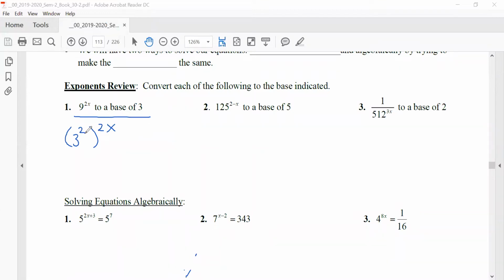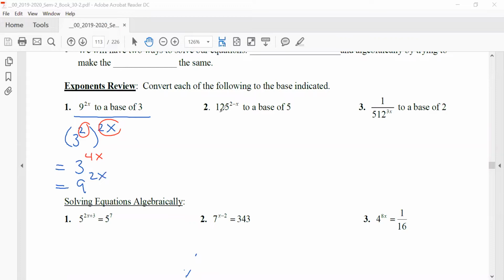Now I can use my power laws way back from grade 9, but what I'm going to do is combine these two together. I'm going to simplify it, and to simplify it, an exponent to an exponent, I multiply. Boom. So 3 to the exponent 4x. What this tells us is that is the same as this. They look different, but they're the same.